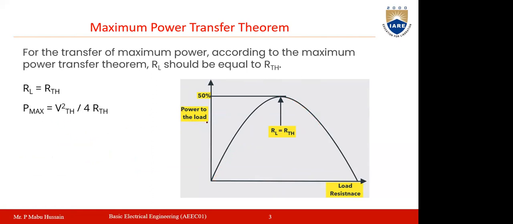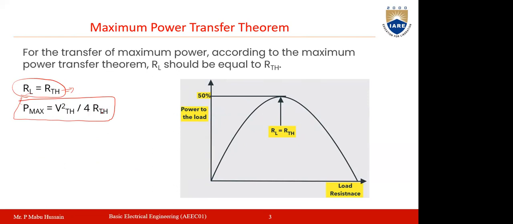Now if you calculate the maximum power at this condition, when RL is equal to RTH, according to the maximum power transfer theorem, the power delivered to the load will be maximum. What is the amount of power, calculated using this formula? P max is equal to V Thevenin squared by 4 times R Thevenin.